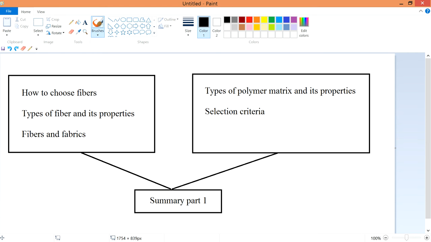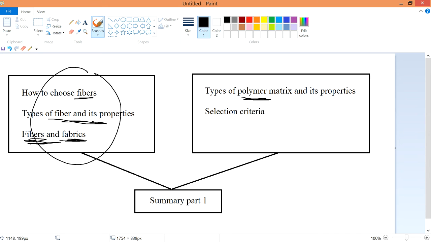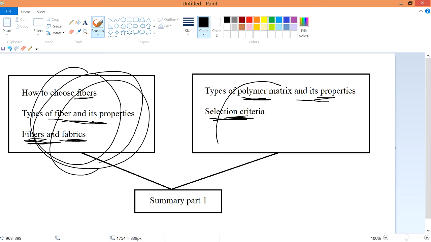Okay, so in this lesson, they'll be talking mainly about how to choose the type of fibers and its properties, and how fibers can be made into fabrics. After that we'll talk about polymer, then its matrix, its properties, and then we discuss the criteria to select a matrix. So all in all, in this lesson we'll talk about only fibers and also the matrix.